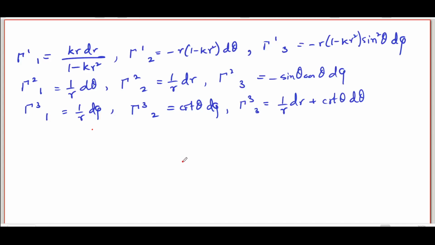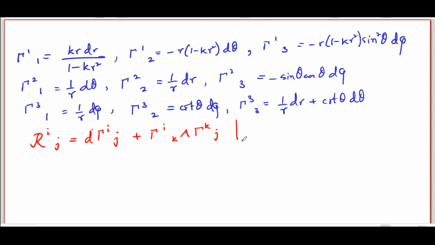Now that we have all our connection 1-forms lined up, it's time to go ahead and calculate the curvature 2-forms. Note that we do not bother with the torsion forms here for the simple reason that this is Riemannian geometry and we know that all the torsion terms are simply 0. The basic equation that we need to use is the following. R^i_j is the exterior derivative of gamma^i_j plus the sum of wedge products gamma^i_k wedge gamma^k_j.